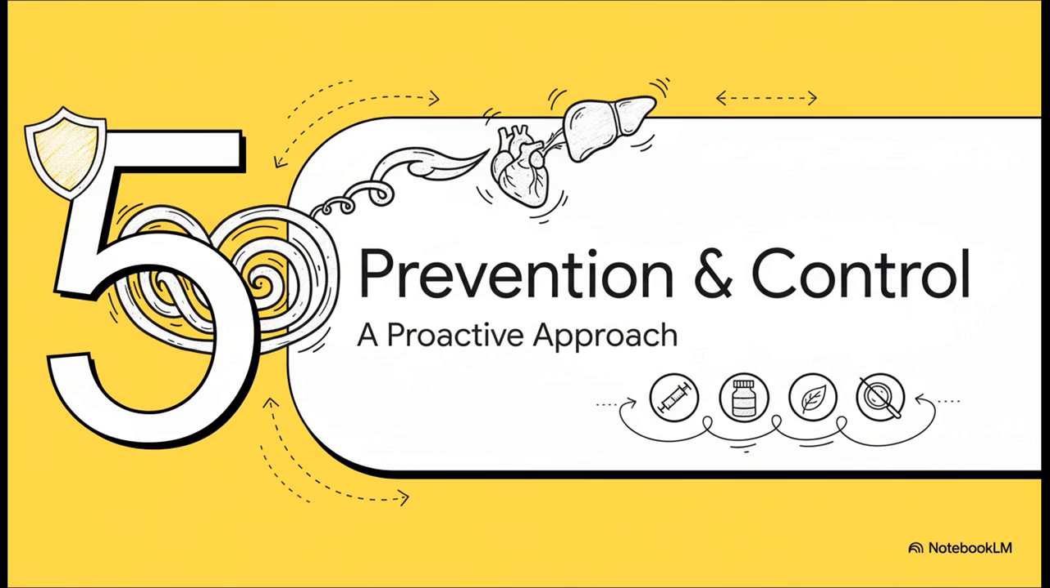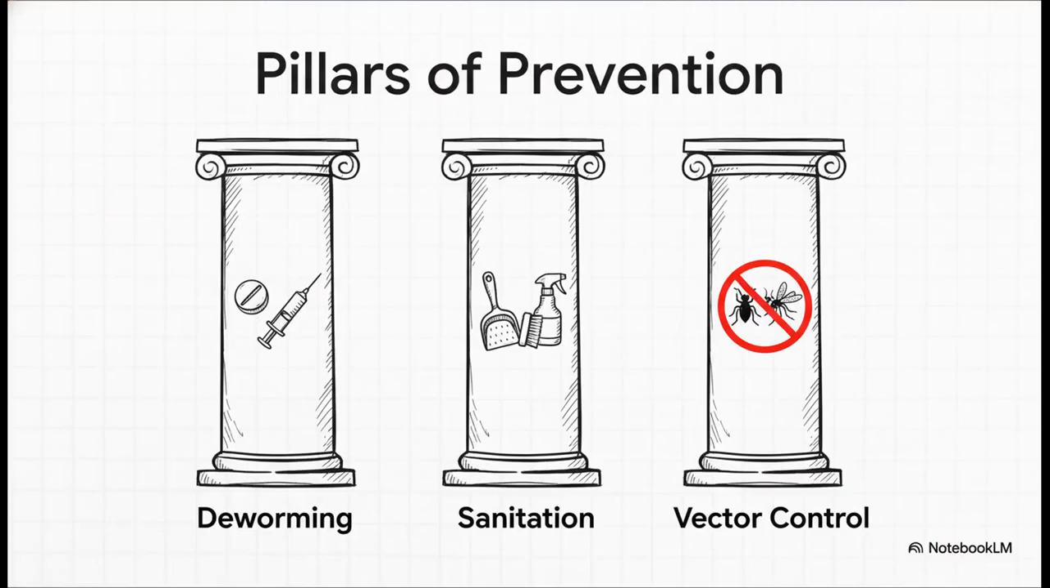You know, diagnosis is reactive. It's fixing a problem that's already there. So now, let's get proactive. Because being a great vet isn't just about fixing problems. It's about preventing them from ever happening in the first place. Think of effective prevention as a three-pronged attack.